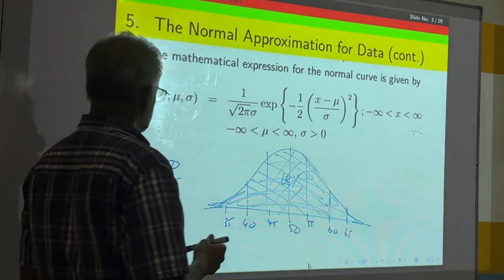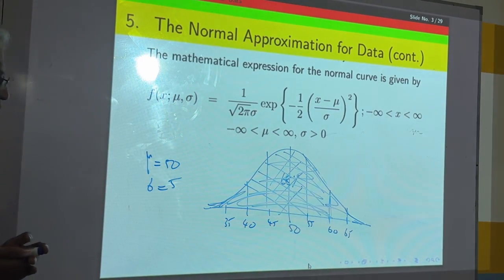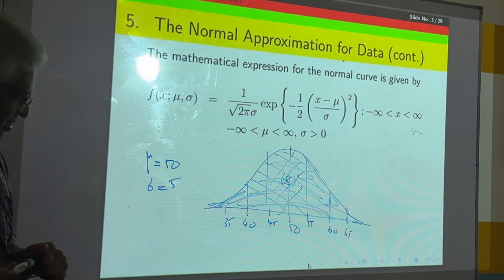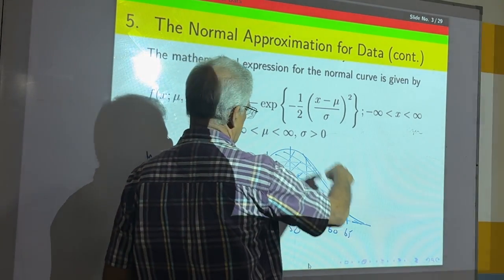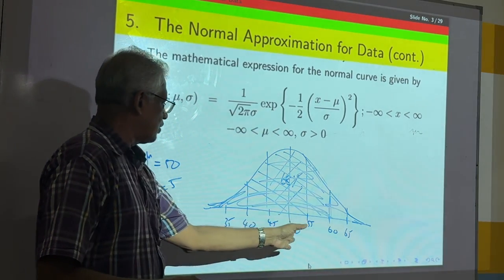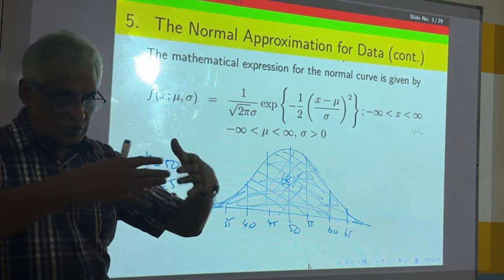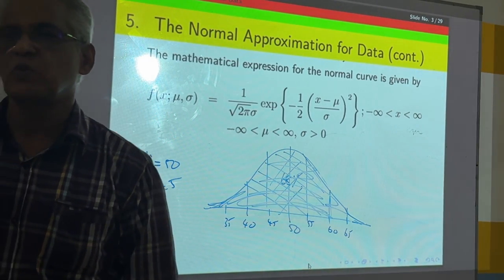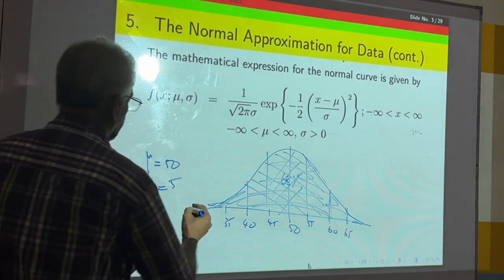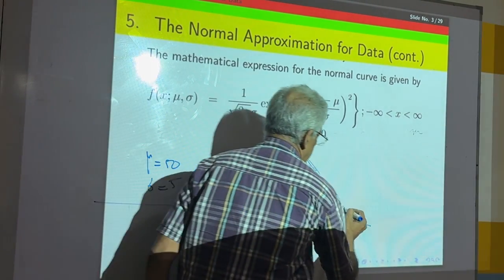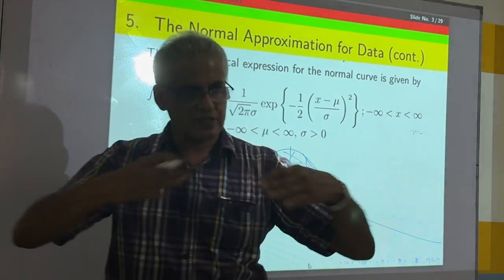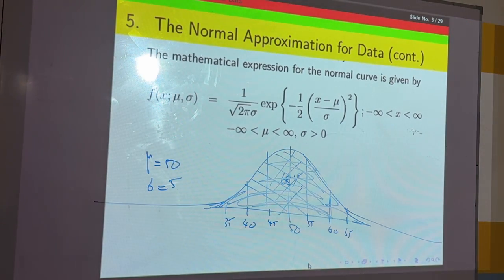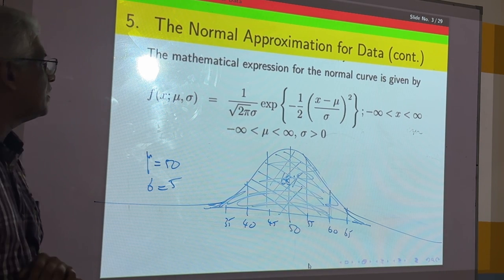So once you know the mu and sigma for this distribution, we can easily draw, using that idea, a rough sketch. It has to be a bell-shaped curve, symmetric around 50, and almost all the curve should be between 35 and 65. Theoretically, it goes to infinity in both directions, but practically, almost all the area is between 35 and 65. That is called the normal distribution.